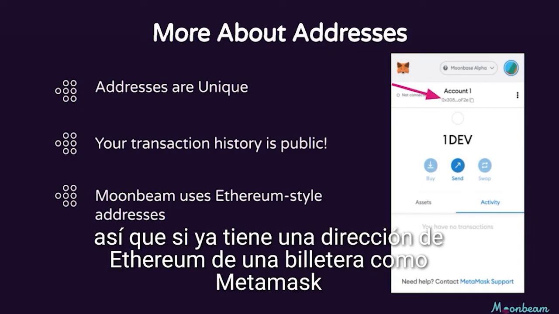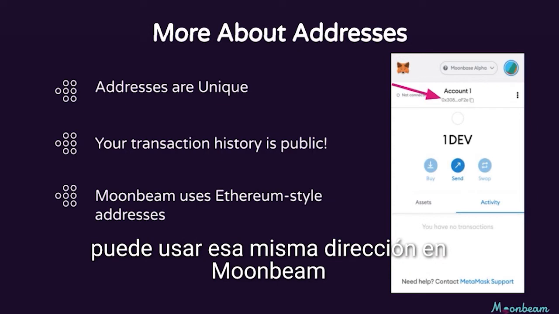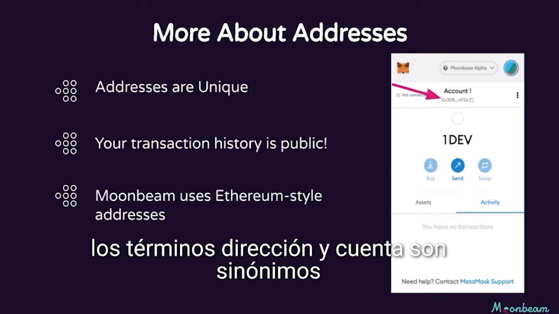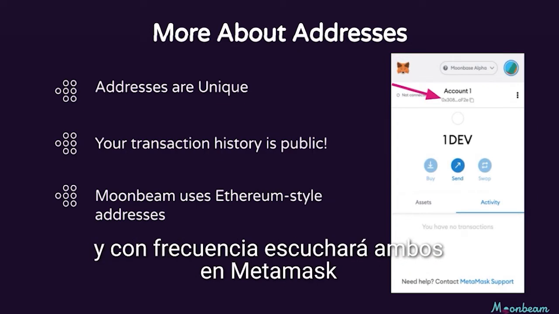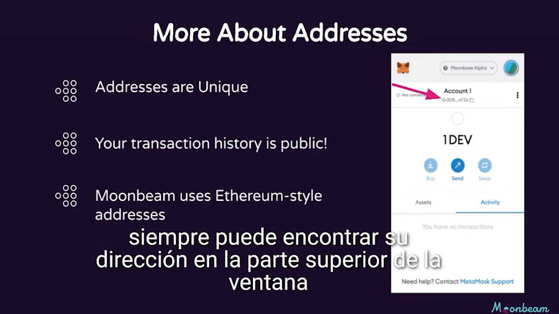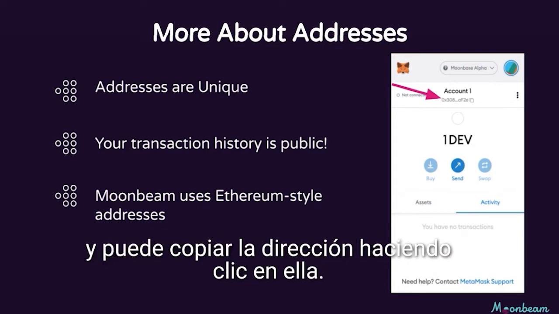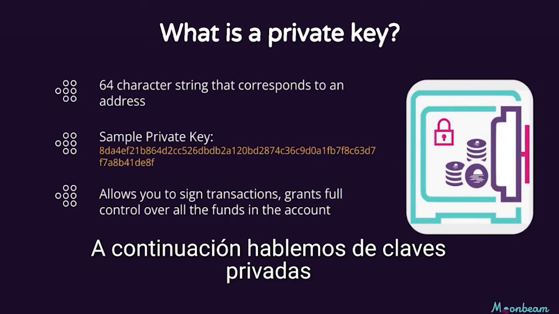Finally, Moonbeam uses the same addresses as Ethereum. So if you already have an Ethereum address from a wallet such as MetaMask, you can use that same address on Moonbeam. The terms address and account are synonyms, and you'll frequently hear both. In MetaMask, you can always find your address at the top of the window, and you can copy the address by clicking on it.